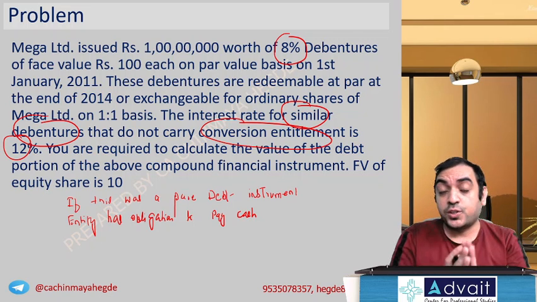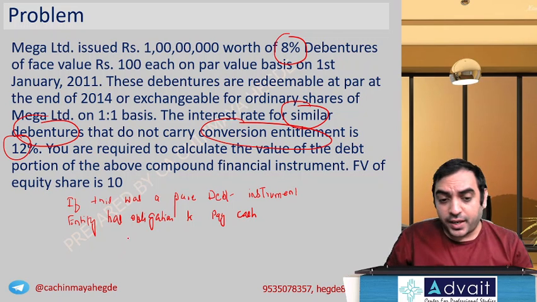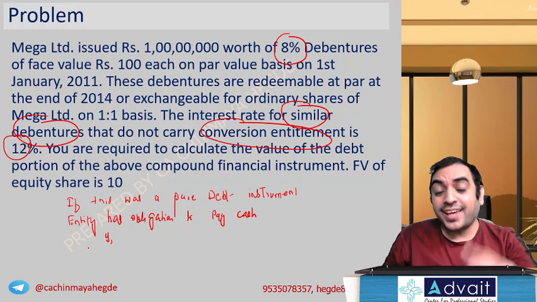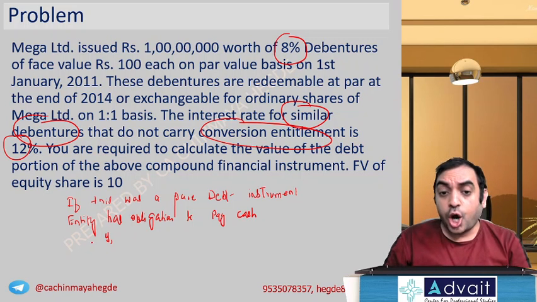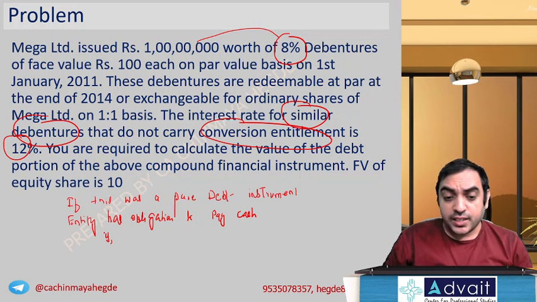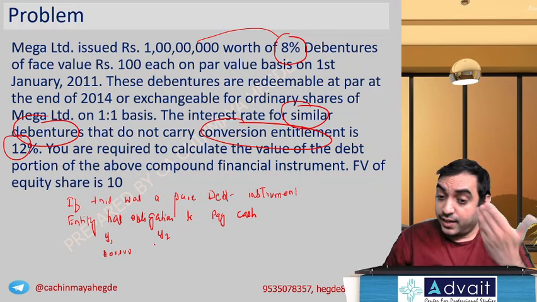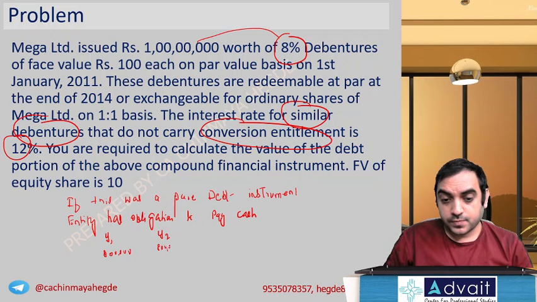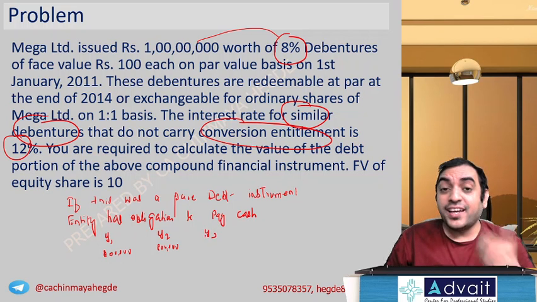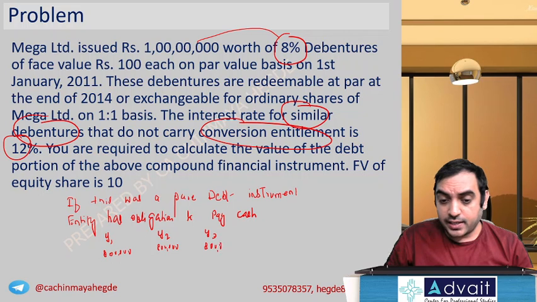I'm discussing the situation where this was only a debt instrument. How much would you have paid at the end of year one? The entity has an obligation to pay cash. How much? On 1 crore, at 8%, that means you have to pay 8 lakhs as coupon. Year 2, how much will you pay? Again 8 lakh. Year 3, how much is the obligation to pay cash? If this was a debt instrument, again 8 lakh.